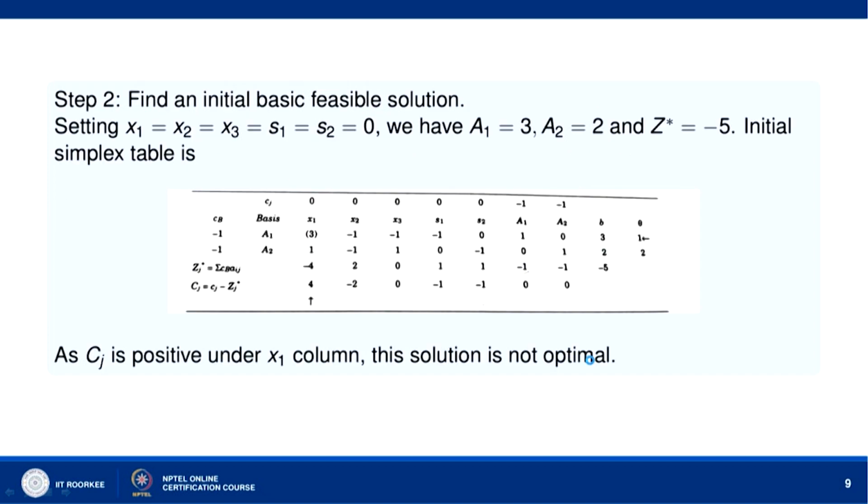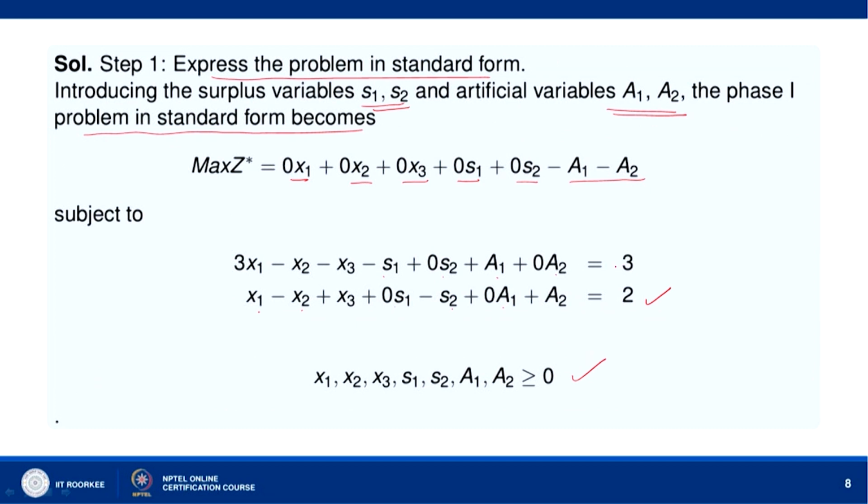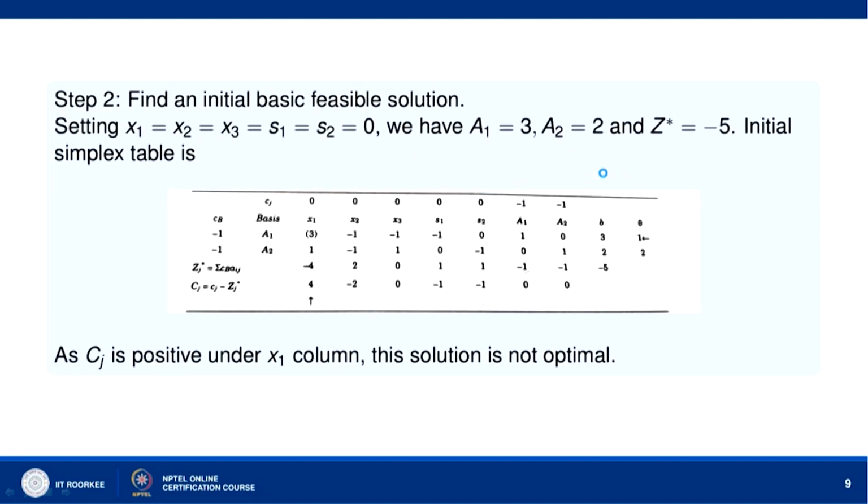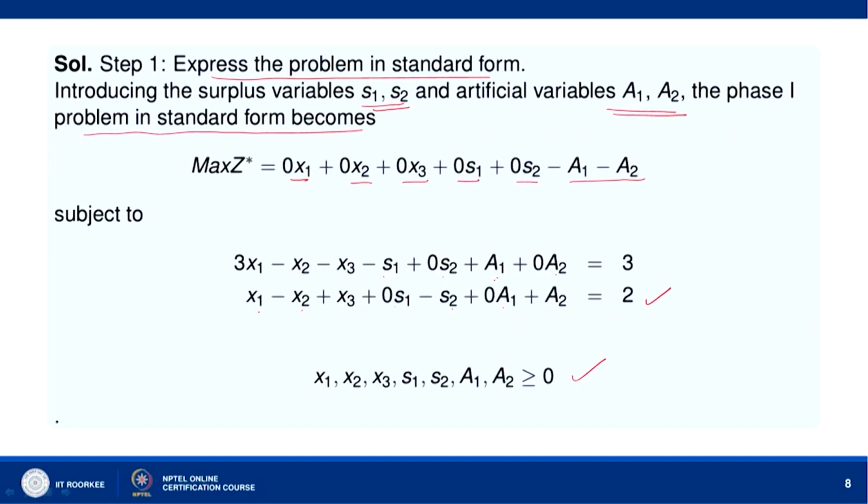Now, we find an initial basic feasible solution. How many equations are there? We have 2 equations and the variables are 1, 2, 3, 4, 5, 6, 7. So, we have 7 variables and the equations are 2. So, 5 variables can be taken as 0. We take x1, x2, x3, s1, s2 equal to 0 and we get the values of a1 and a2. A1 comes out to be 3 from here, and a2 comes out to be 2 from here.